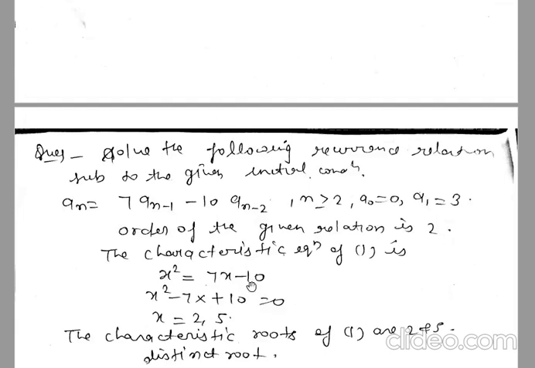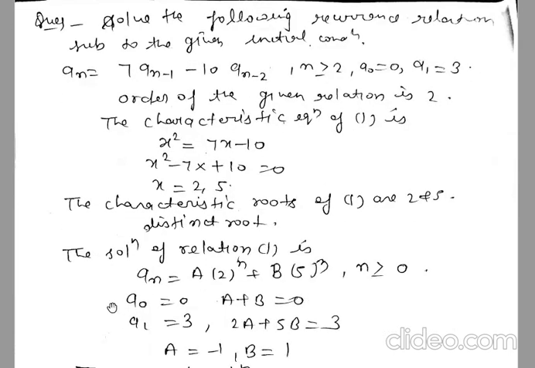So you have a characteristic equation as x square minus 7x plus 10 is equal to 0. You will apply the same method in each of our questions. This is your quadratic equation, so now you can solve this equation.